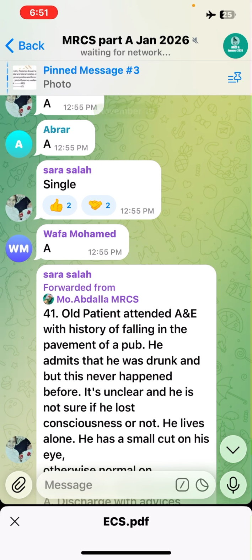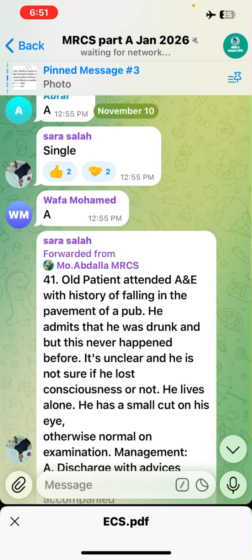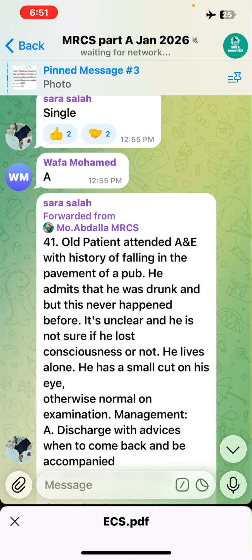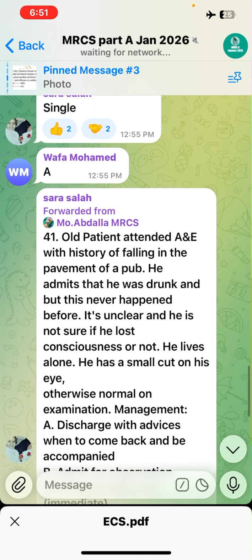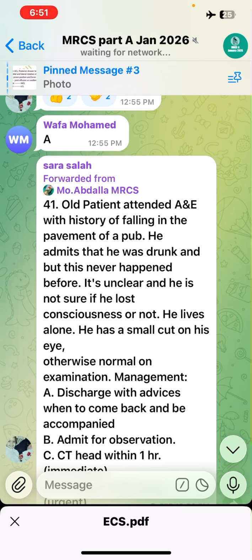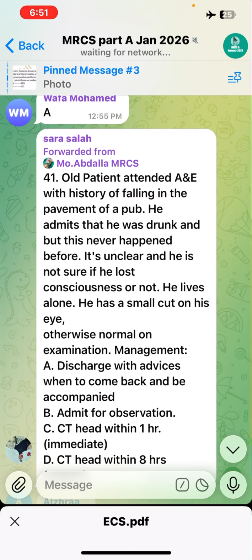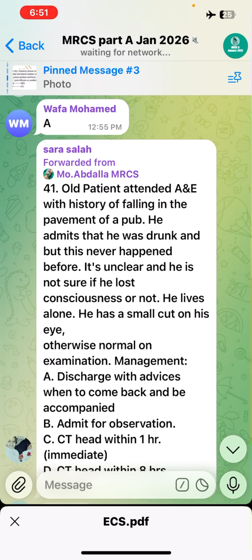Patient attending with a fall outside a pub. He admits that he has drunk but it has never happened before. It is unclear, he is not sure if he lost consciousness. He lives alone. He has a small cut on the eye. Now what will you do? Is it discharge and advice when to come back? Admit for observation or discharge? CT scan within 1 hour? He is admitting he was drunk and it never happened before. It is unclear if he lost consciousness or not. Small cut on the eye, otherwise normal examination.